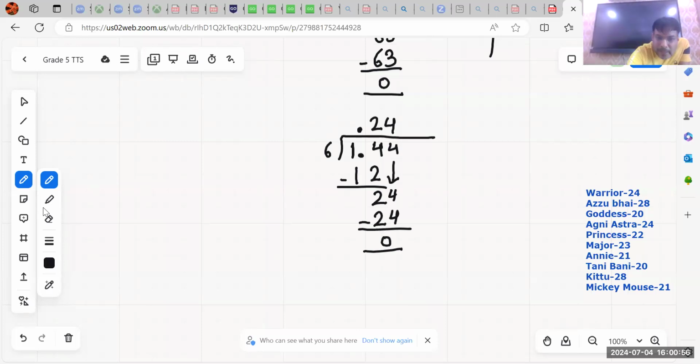Once again, I'll repeat: because I was not able to divide 1, I got a decimal point, so I put a decimal point in my quotient also. Then 1 and 4 I could divide. 6 twos are 12. 2 was the remainder. 4 fell down. 6 fours are 24. Understood, everyone?